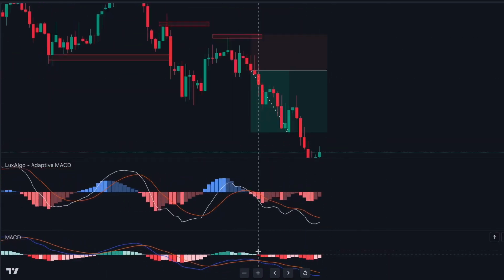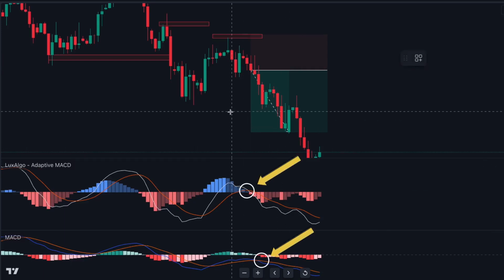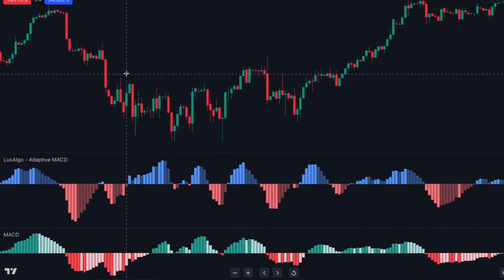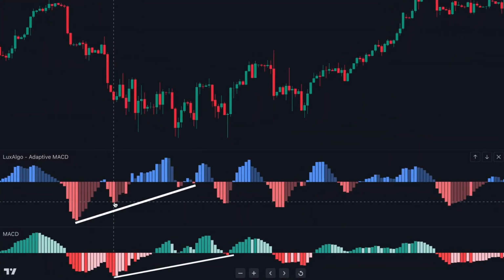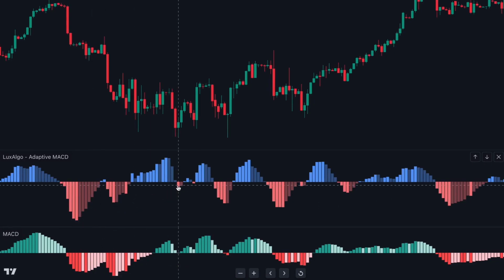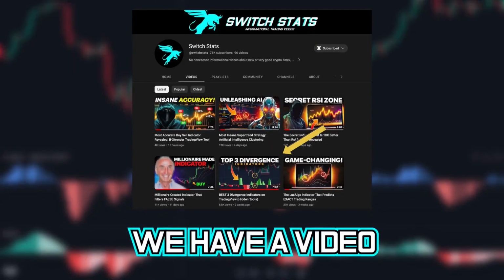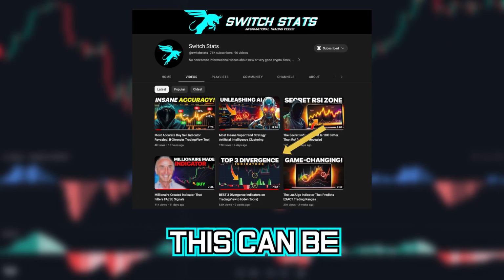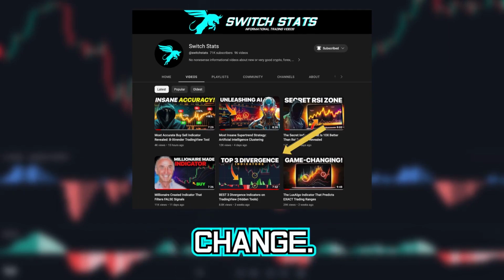If we look back at that trade and compare the regular MACD, we can see that if I had taken that entry using the regular MACD, I would have gotten a late entry and my risk to reward would be much lower than when using the adaptive MACD. The adaptive MACD can also detect divergences much faster than the regular MACD. A divergence is when the price of an asset trends in another direction than that of another asset or indicator. We have a video here that explains this in further detail. Typically, this can be an early indication of a trend change.